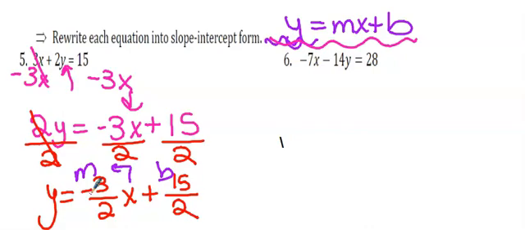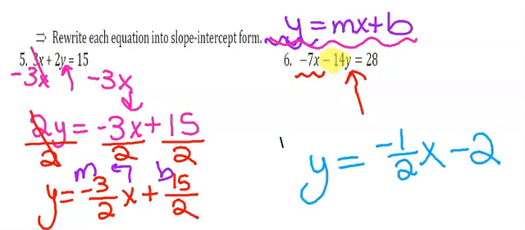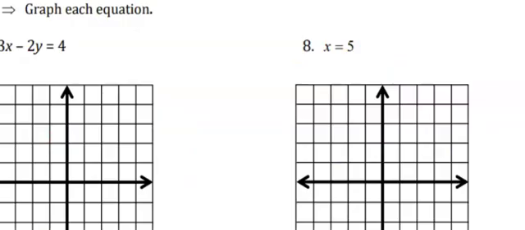Okay, now let's try number 6. So I actually want you to try 6 on your own. Think about, how am I getting this y by itself? First, let's move the -7x to the other side, and then remember it is a -14. So try that one, pause it, try it on your own. So if you got the right answer, you should have gotten y equals -1/2 x minus 2. Fantastic. All right, now let's move on.